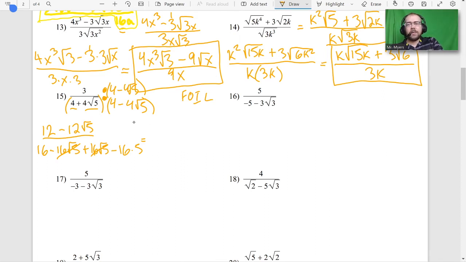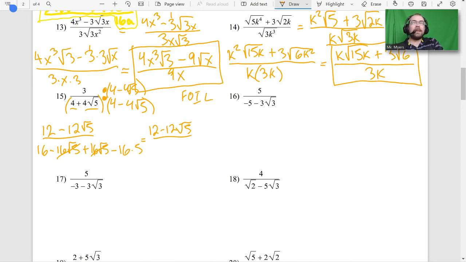So I have 12 minus 12 root 5 on the top. On the bottom, I have 16 minus whatever 16 times 5 is. What is that? Well, a little trick to multiplying things by 5 in your head really quickly is to take half of the number, right? So half of 16. What is that? 8, right? And then add a 0, 80. 16 times 5 is 80. So 16 minus 80, okay?